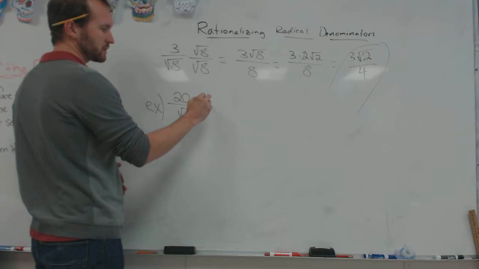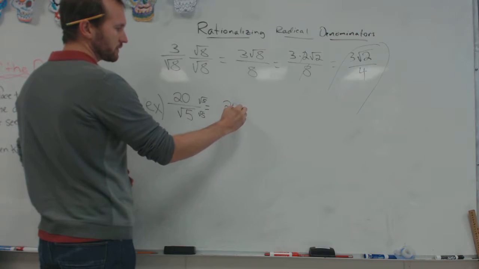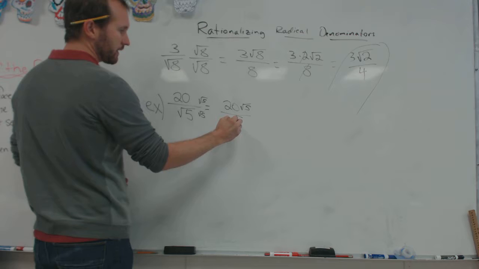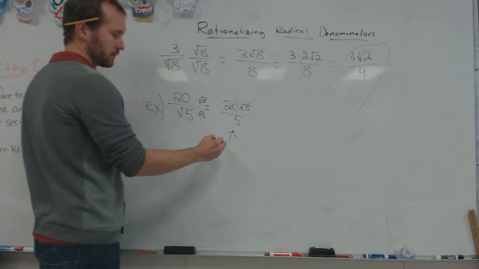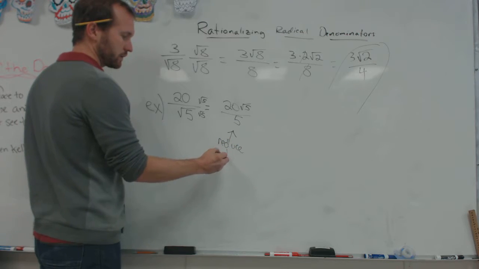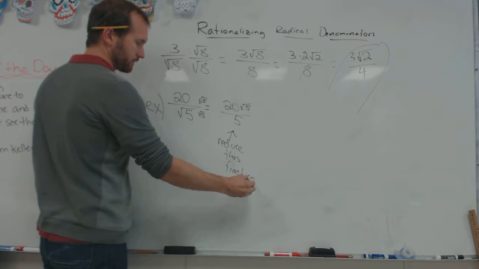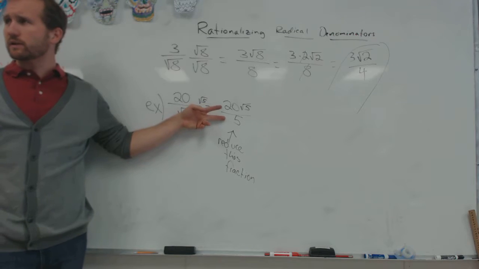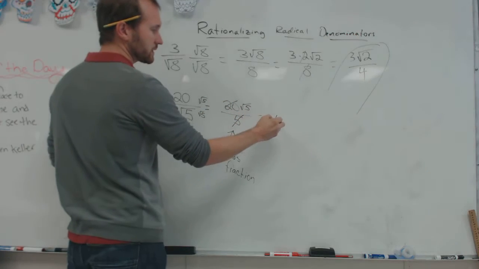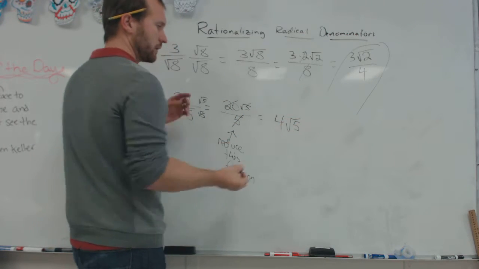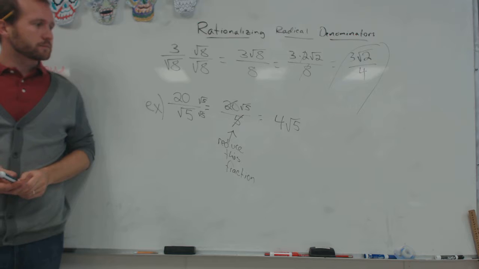So I'm going to just multiply times square root of 5 over square root of 5. But now I'm going to have 20 square roots of 5 over 5. And now there's a step here. I need to reduce this fraction. So at the end, you always want to check as well to see if you can reduce. And in this case, I would actually just get 4 square roots of 5. Totally got rid of the denominator in that case.